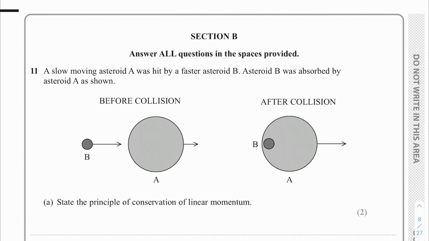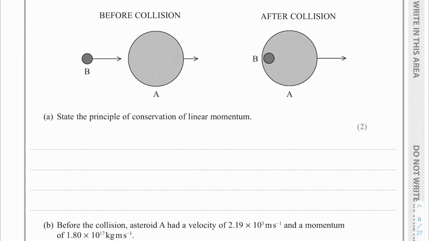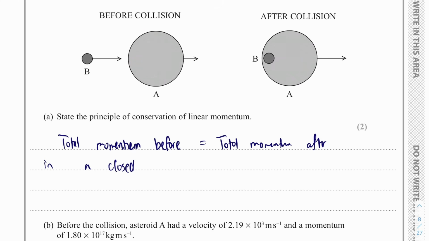A slow-moving asteroid A was hit by a fast asteroid B. Asteroid B was absorbed by asteroid A as shown, before collision and after collision. State the principle of conservation of linear momentum. This is actually pretty simple. All you need to remember is that the total momentum before equals the total momentum after. And what is this? It's in a closed system. Pretty straightforward.